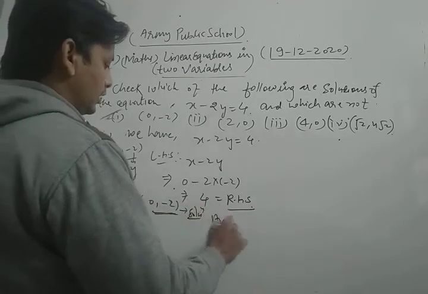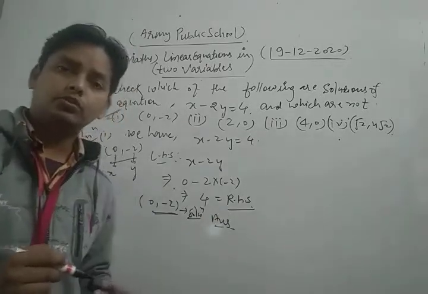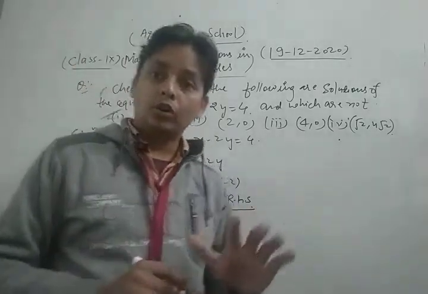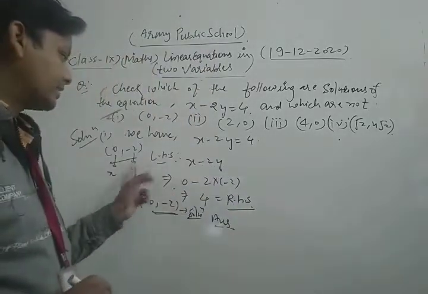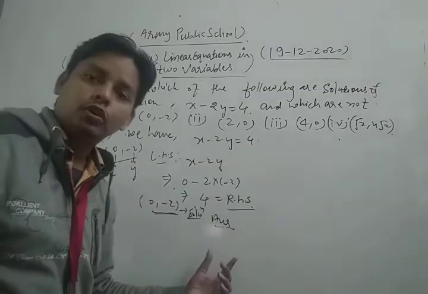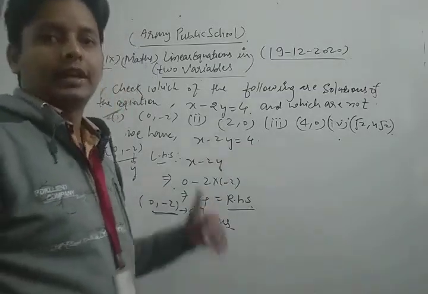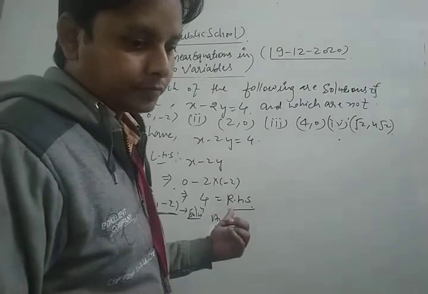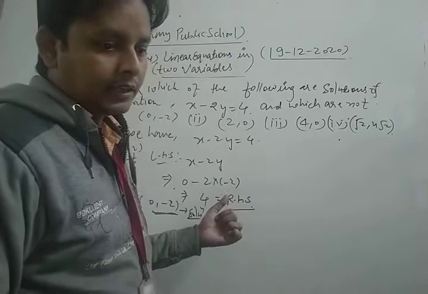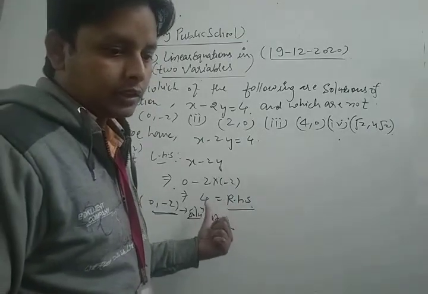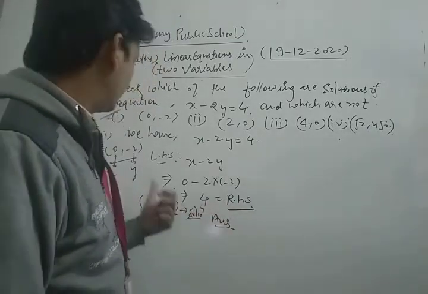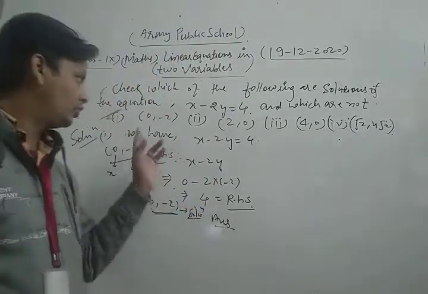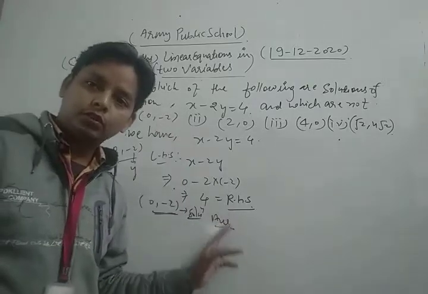This is the answer. Thus in this way the pair of values 0, minus 2 is the solution of the given equation, because when we substitute those values of x and y, we get 4, which is equal to the right hand side. So it means that this satisfies the given equation. Thus in this way these are the solution of the given equation. This is our required solution of the equation. Okay, means 0 and minus 2 are the solution of the given equation.